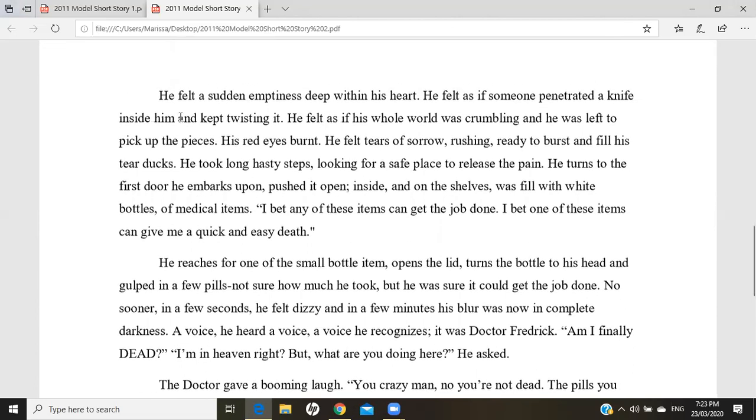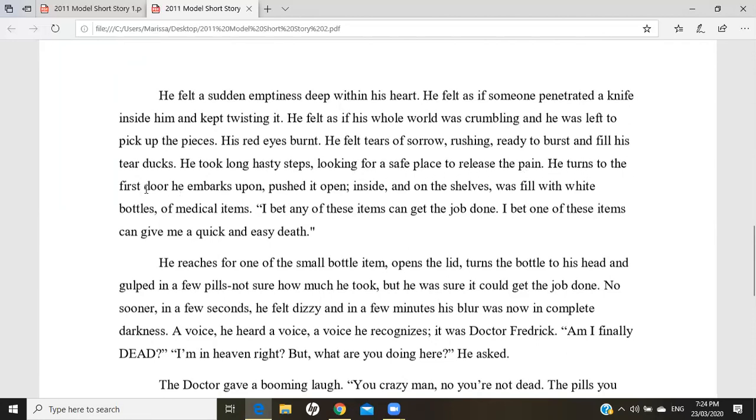Let's see. He felt a sudden emptiness deep within his heart. He felt as if someone penetrated a knife inside him and kept twisting it. He felt as if his whole world was crumbling and he was left to pick up the pieces. His red eyes burnt. He felt tears of sorrow rushing, ready to burst and fill his tear ducts. He took long, hasty steps, looking for a safe place to release the pain.